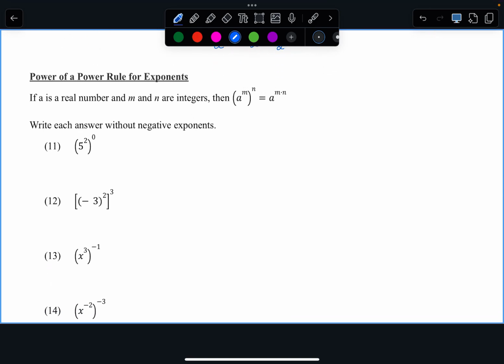So 5 to the 2nd to the 0 power. That means 5 to the 0, which is 1. Yes.